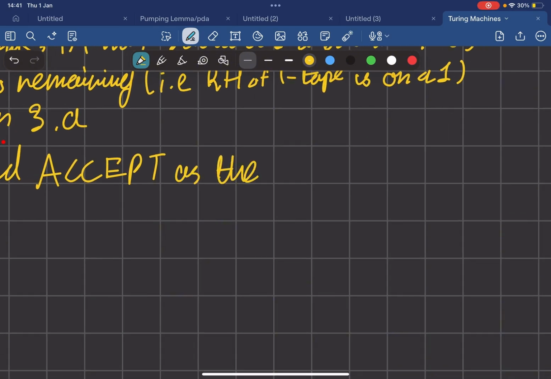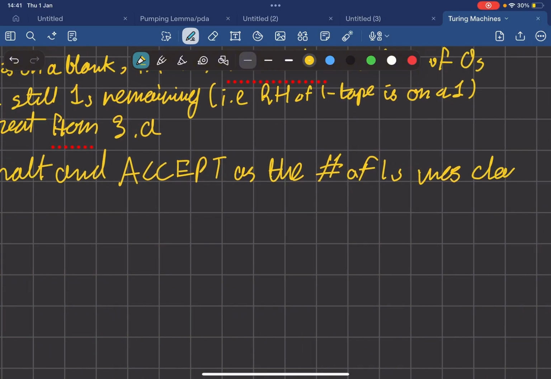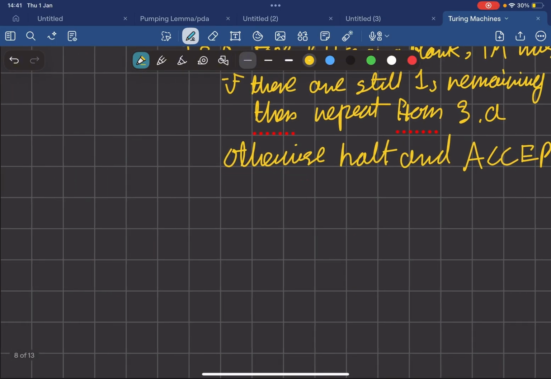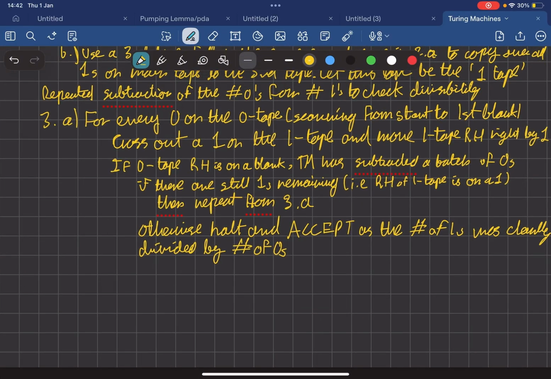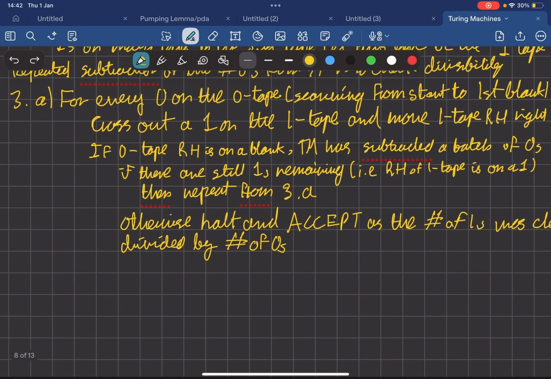As the number of 1s was cleanly divided by the number of zeros. Okay, so if the 0 tape read head is on the blank, we do all this, and if it isn't on a blank, then all we're checking for is that there's still a 1.